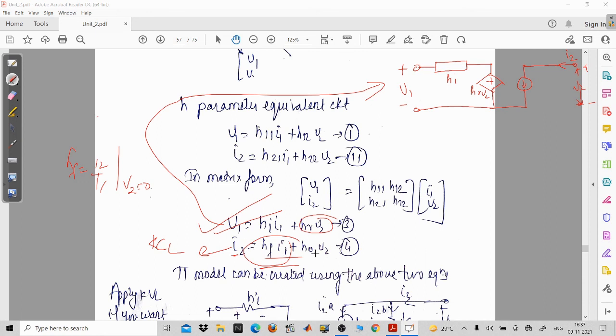So now the next is HO. What is HO? HO will be equal to I2 upon V2 by making I1 as 0. So I upon V is a reciprocal of the impedance. So this one will be your HO. This is the admittance. So admittance will be equal to HO. But if I want to write the impedance, it will be the reciprocal of the admittance, and that will be 1 upon HO. So this is the model of a transistor. It means we have realized our transistor as a two-port network.